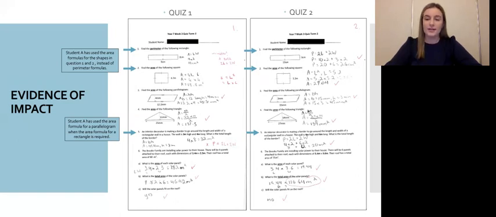I returned students their second quizzes once I had marked them, and I had made notes on the quizzes of students who were still struggling. Providing feedback to students is very important. In fact, included under the Australian Professional Standards for Teachers is to provide feedback to students on their learning.